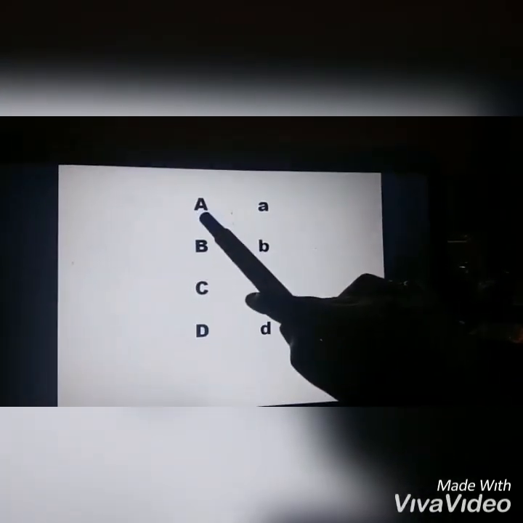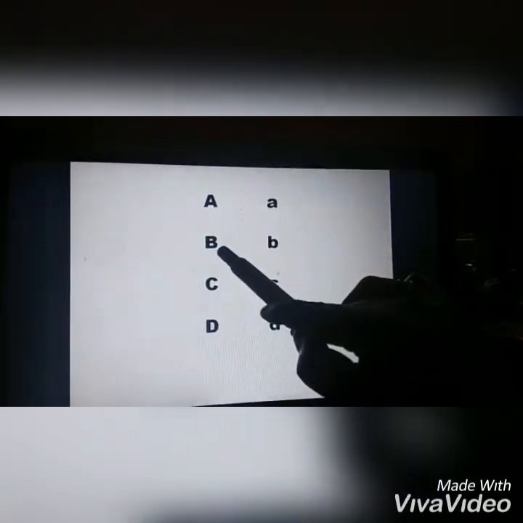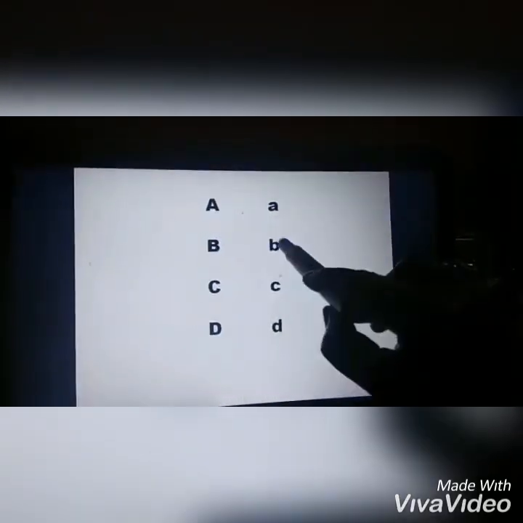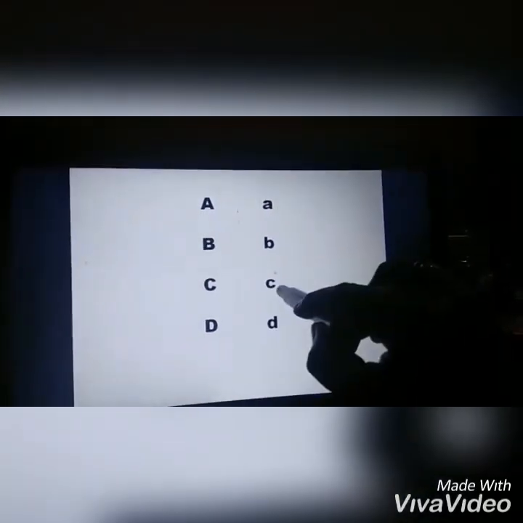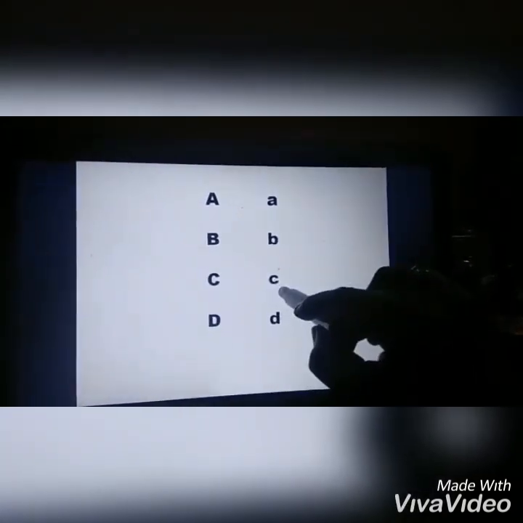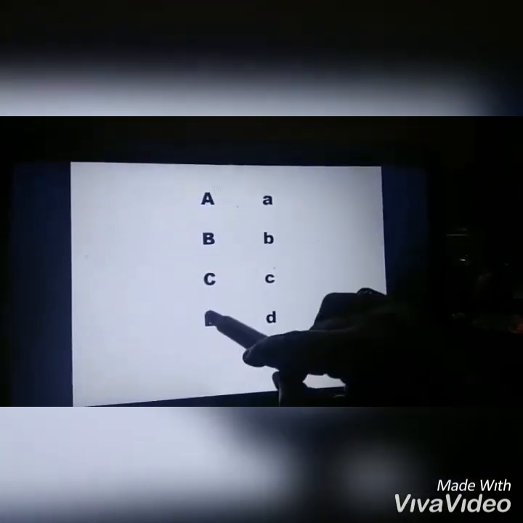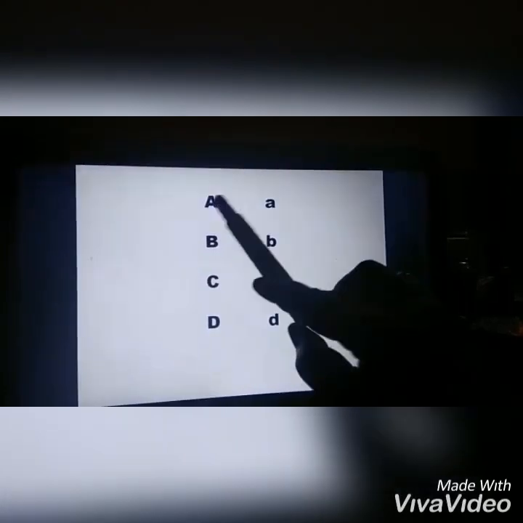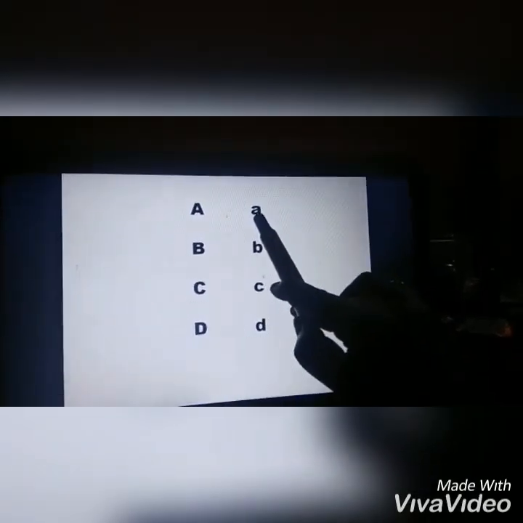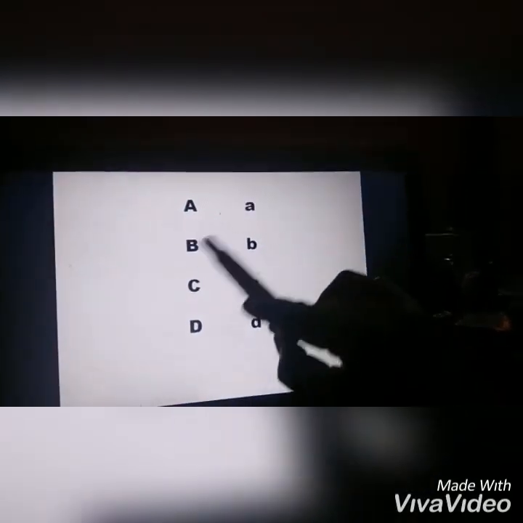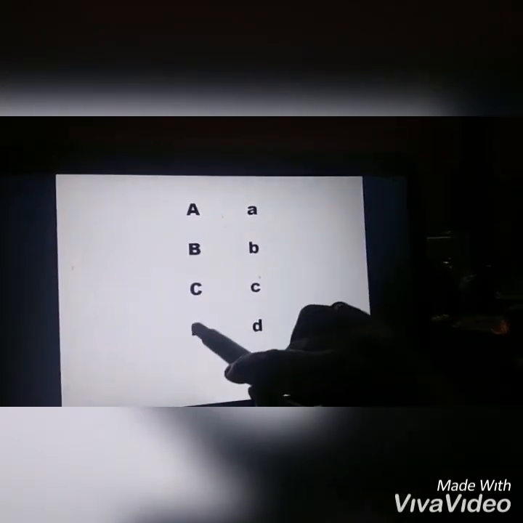A, a. B, b. C, k. D, d. Repeat after me. A, a, B, b, C, k, D, d.